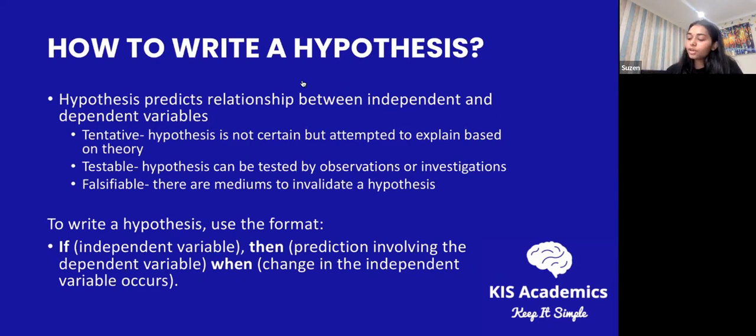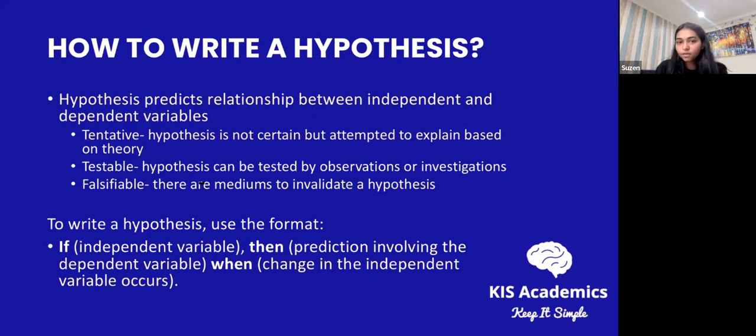Testable means that you're going to be able to test the hypothesis by observations or investigations. And falsifiable is pretty much there is evidence which would invalidate the hypothesis, again, because a hypothesis is not 100% true all the time. So the most important thing is, how do we actually write the hypothesis?